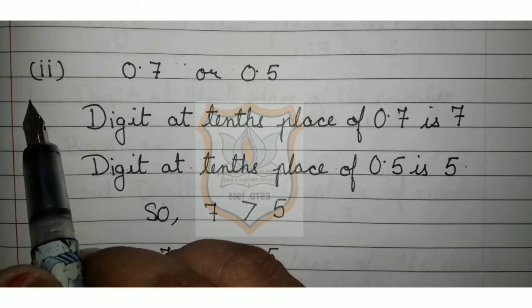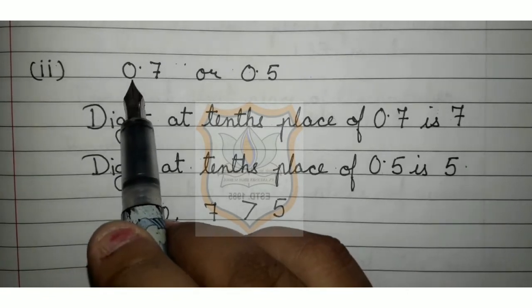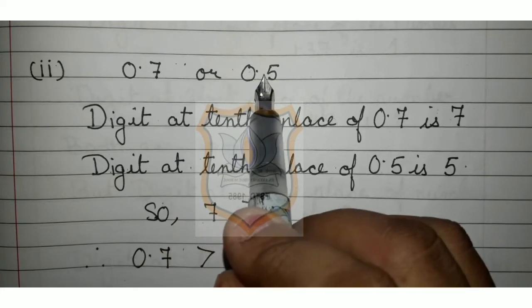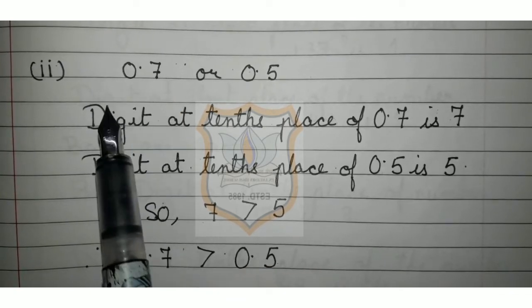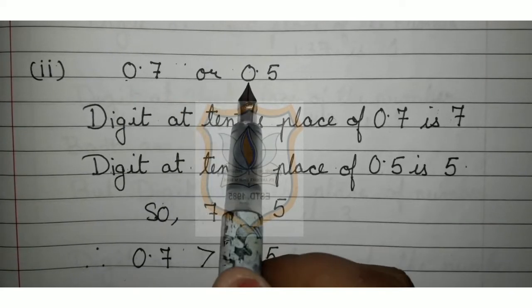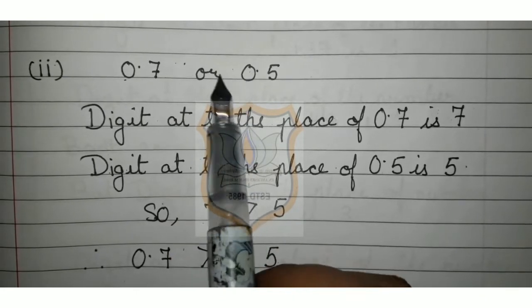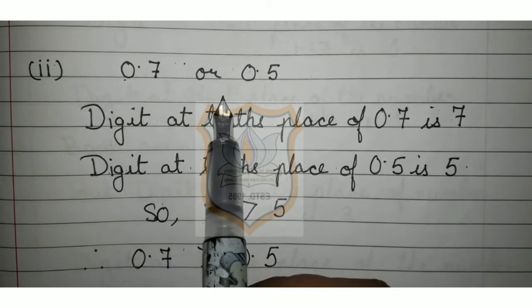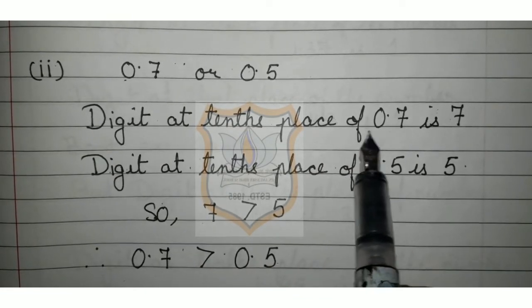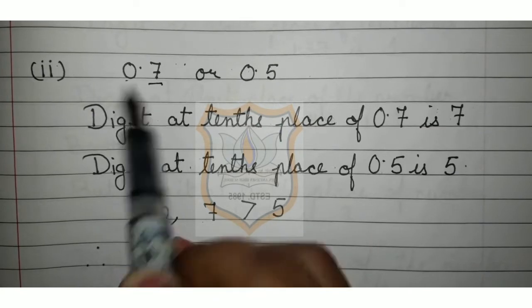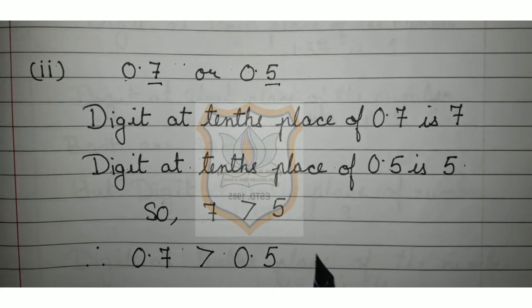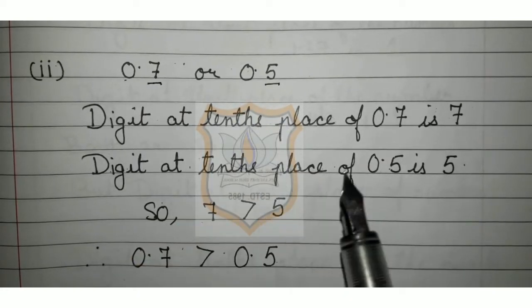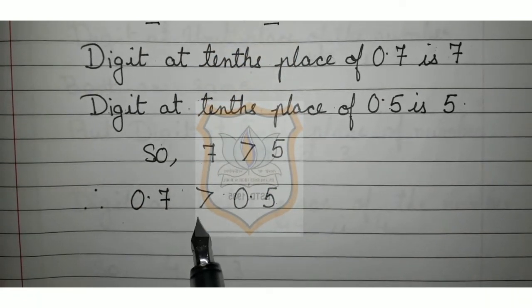The second part of question number 1, exercise 2.5 is: 0.7 is greater or 0.5 is greater, that you have to tell. First we look at the digits before the decimal, and in both the numbers 0 is before the decimal, so they are the same. Now we will see the digits after the decimal. The digit at tenths place of 0.7 is 7, and the digit at tenths place of 0.5 is 5. So 7 is greater than 5. So we can say that 0.7 is greater than 0.5.